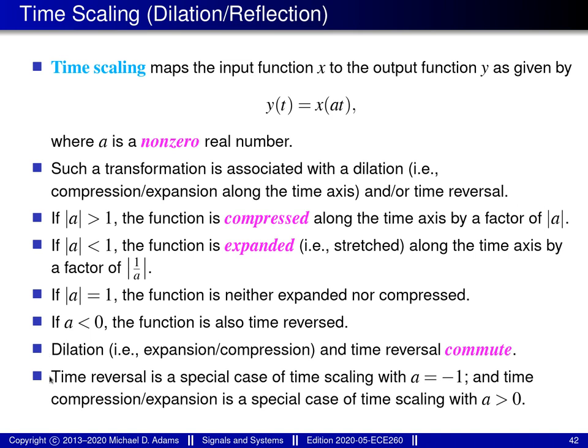And as you can see above, time reversal is just a special case of the constant a in the equation up above being equal to -1, and compression and expansion is just a case of a being greater than 0 in the equation up above here.